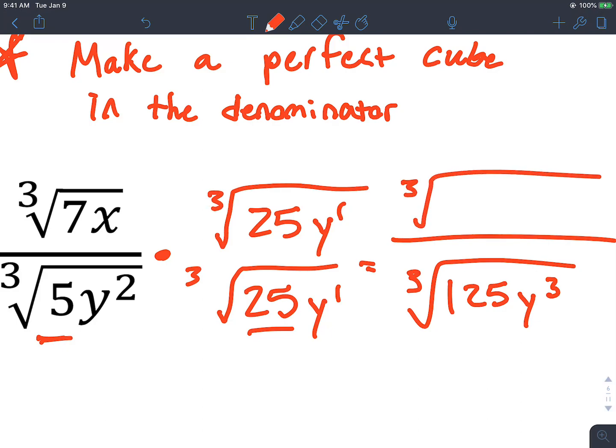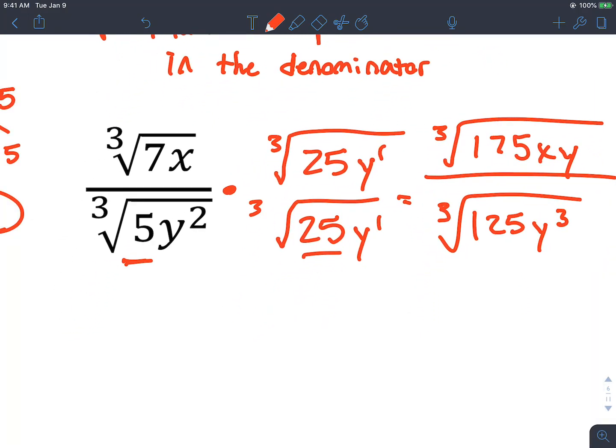So that's going to get us the cube root of 7 times 25. I believe that is 175. And then you still have x, and then you got y to the first, whatever you want to write for that. Now, in this entire denominator, you can actually simplify. The cube root of 125 is going to be 5, and the cube root of y cubed is going to be y. That's why we chose those numbers, to make it a perfect cube.